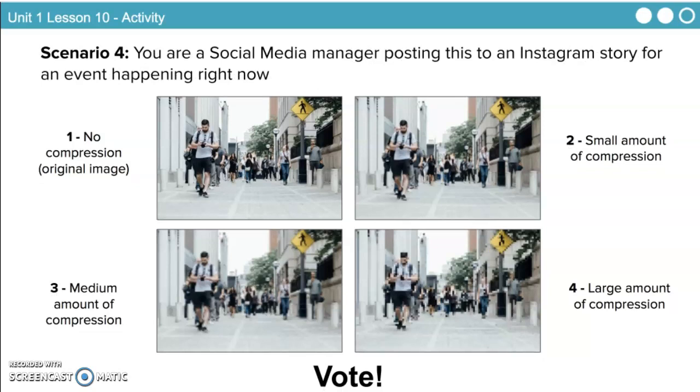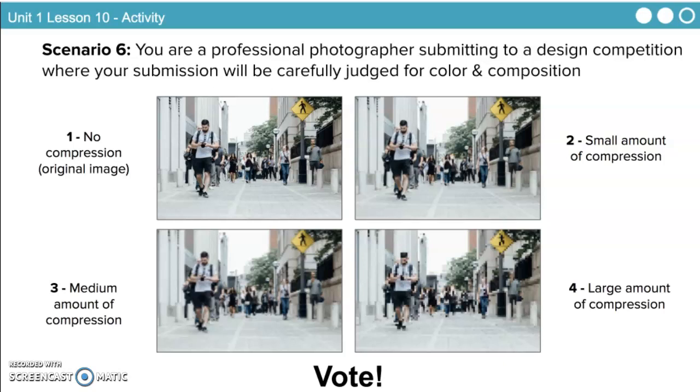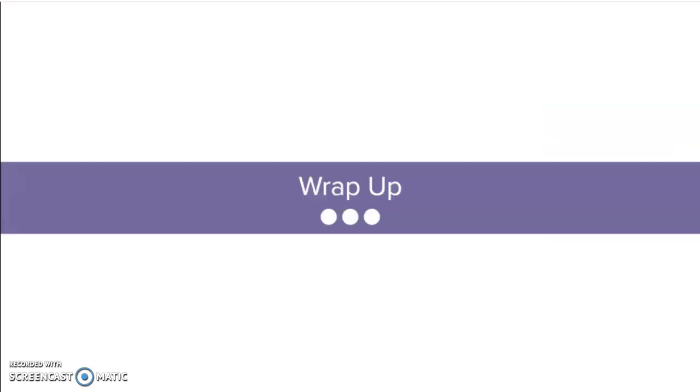Scenario 4. You are a social media manager posting this to an Instagram story for an event happening right now. What level of clarity would you want? What amount of compression? Scenario 5. This image will be part of a collage where 100 copies will be stitched together to make a larger image. How much resolution do you need? How much compression do you need? Scenario 6. You are a professional photographer submitting to a design competition where your submission will be carefully judged for color and composition.